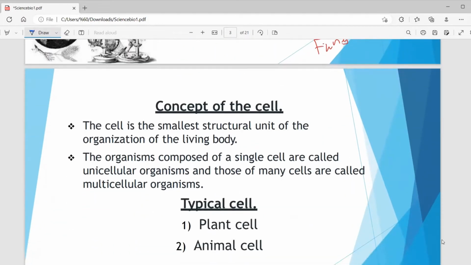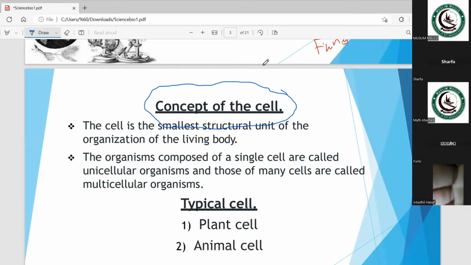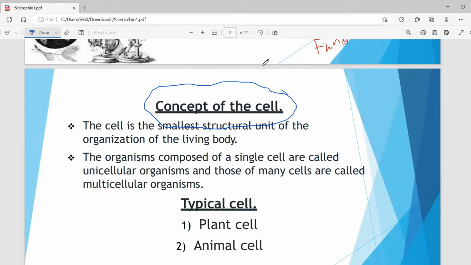Okay, next one, I'm going to teach you the concept of the cell. What is the main concept of the cells? That is very important to understand whether you are studying plant cells or animal cells. So you can understand what the concept of the cells is. The cells are the smallest structural unit of the organization of a living body. That is very important. It is a very small structure.